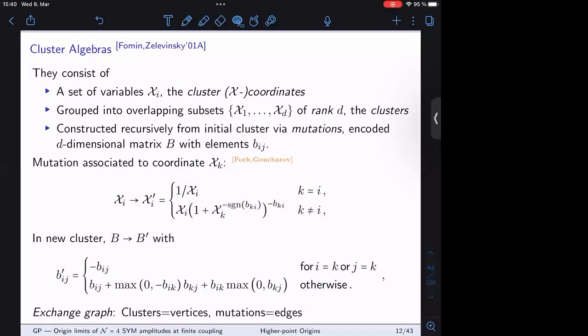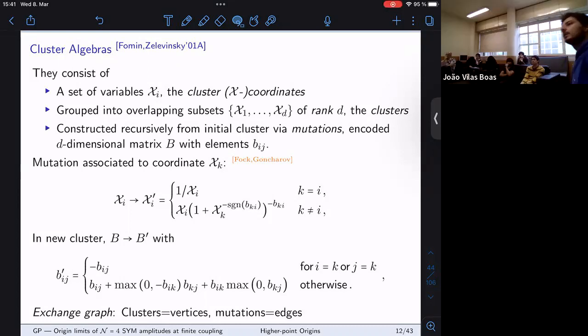But apart from this, the main essential ingredients of cluster algebras, one can visualize them also by an exchange graph, where each cluster is a vertex. And if two clusters are related by mutation, you also draw an edge among them. I will show you an exchange graph in the next slide, but let me pause and ask you if there are any questions on the cluster algebra. I guess it's fine. Okay, good.